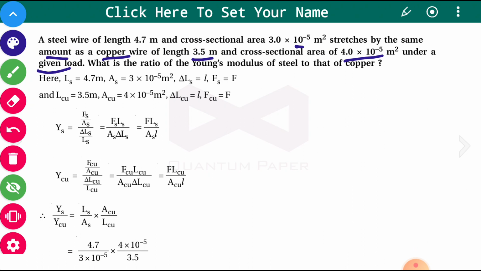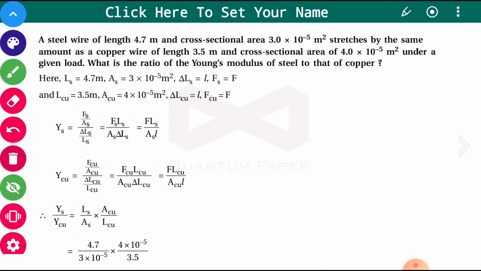So the load is the same, and the change in length in both the wires is also the same. What is the ratio of Young's modulus of steel and copper? Very easy. First of all, data collection: length of steel wire 4.7, area of steel, delta Ls, that is the change in length of steel, is taken as small l, and force applied on the steel is taken as F. Then length of copper, area of copper, delta L is the same for both, and force applied is also the same.